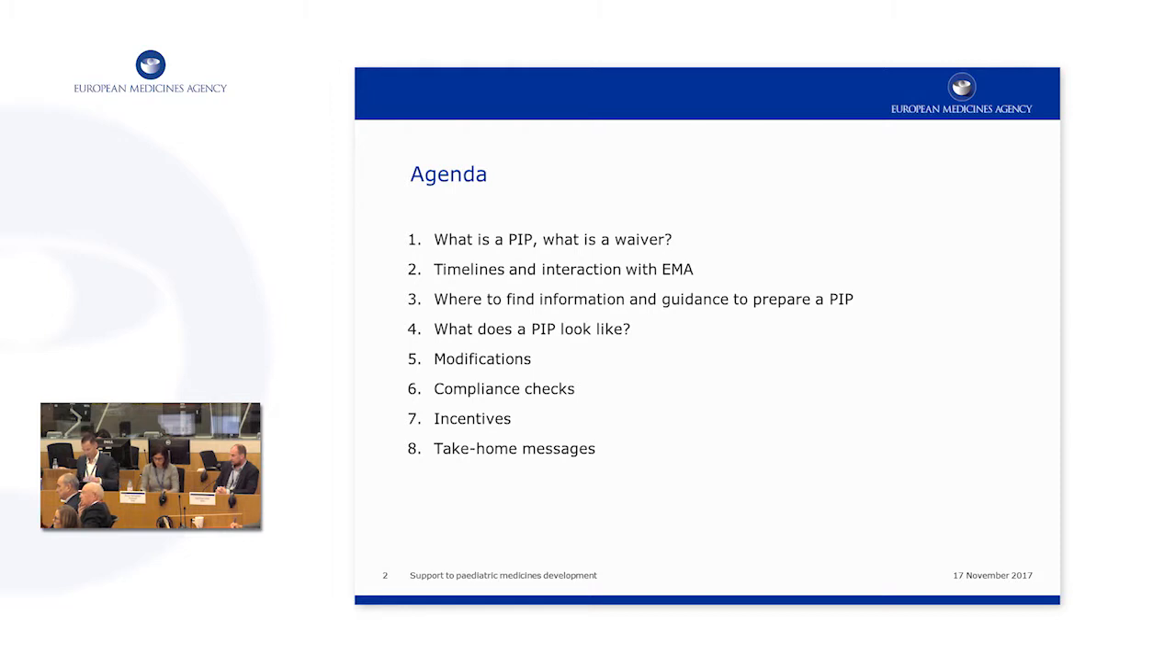In this presentation, I will be covering the following points: basic concepts such as what is a PIP and what is a waiver, the timelines and interactions with EMA, where you can find relevant information and guidance in order to prepare a PIP. Also, what is the basic structure of a PIP, two types of procedures, which are modifications and compliance checks, which I think are relevant. Finally, the incentives and some take-home messages together with some achievements of the Paediatric Regulation.